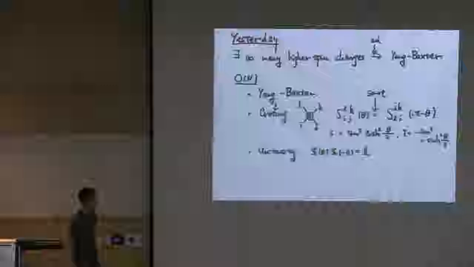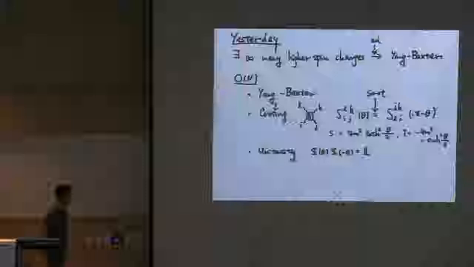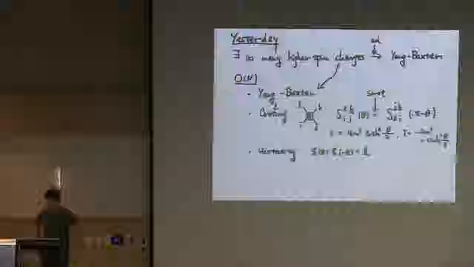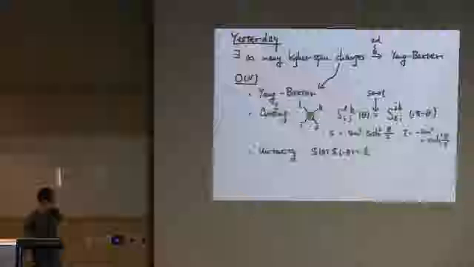And the inputs were basically three axioms. The first one is the Yang-Baxter equation. So I basically claim that the O(N) model has infinitely many conserved charges, and then use the Yang-Baxter equation to constrain the S matrix. And in addition, I impose the crossing symmetry, which is of this form. I think now I got the indices correct.